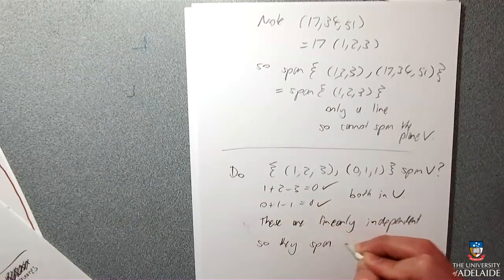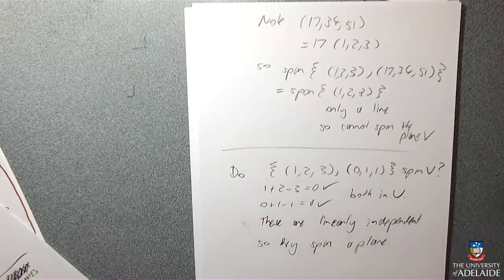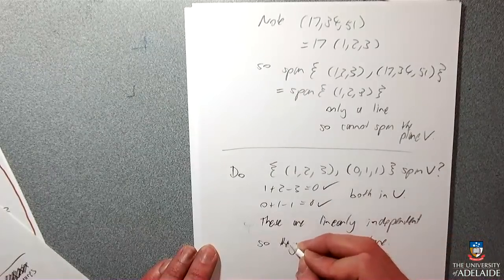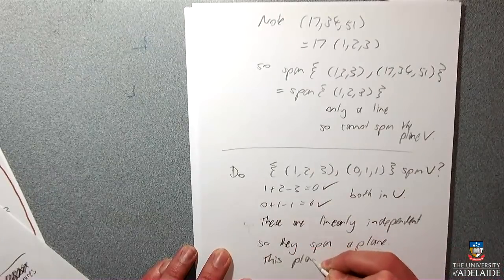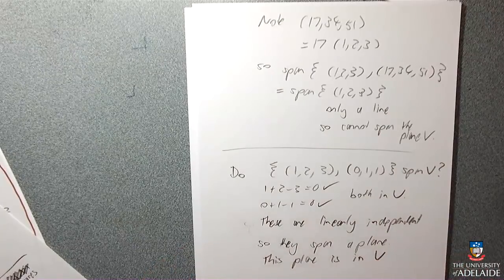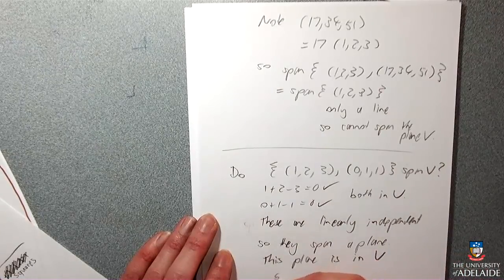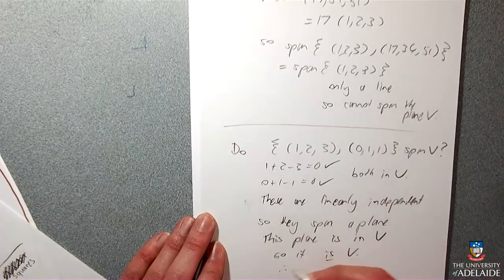They span a plane because there's two of them. Well, the only plane they can span is the plane that they're in, and so they must span V. This plane has to be in V because it's made of vectors that are in V, and so it is V. Therefore, they span V.